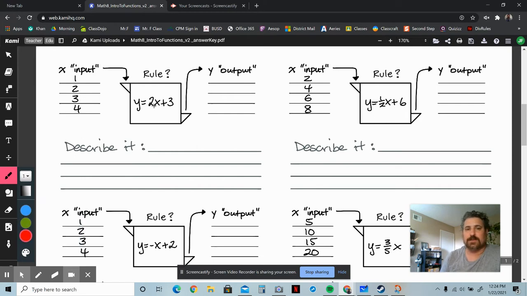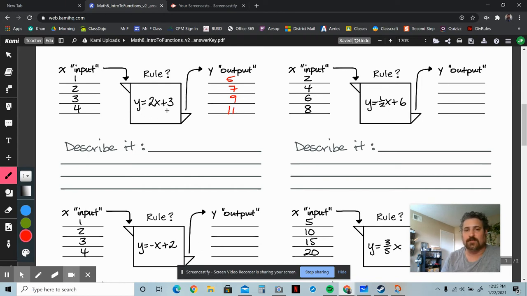1 times 2 is 2. 2 plus 3 is 5. 2 times 2 is 4. 4 plus 3 is 7. 3 times 2 is 6. 6 plus 3 is 9. 4 times 2 is 8. 8 plus 3 is 11. So we filled out our table.